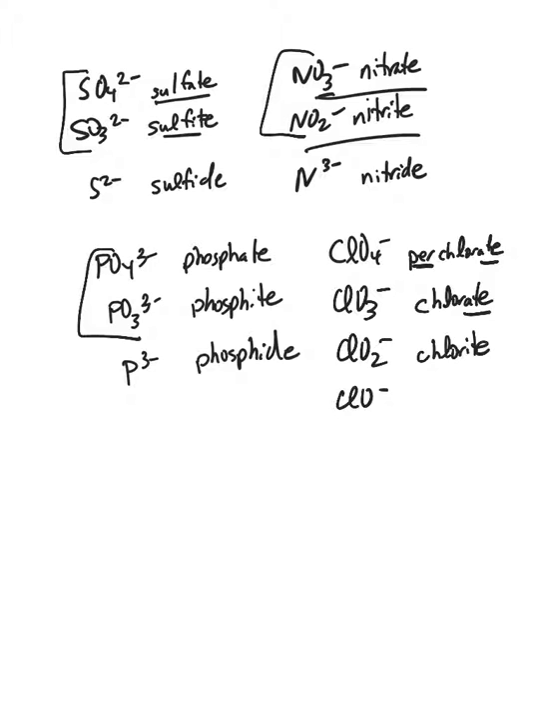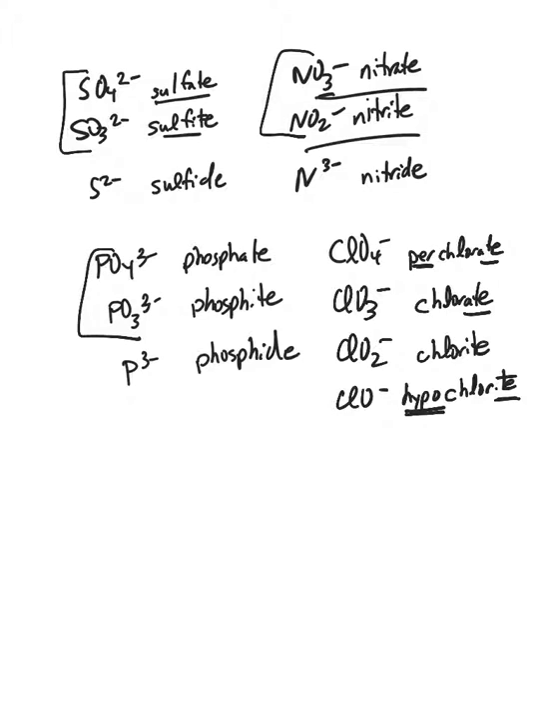ClO minus is going to become hypochlorite. Hypochlorite, where we're using the prefix hypo and the suffix ite. This corresponds to when you've got a series of 4 oxygens in a family of oxo ions. The one with the most is per-ate. The next most is ate. The next one is ite. And the one with the least number of oxygens is hypo-ite.